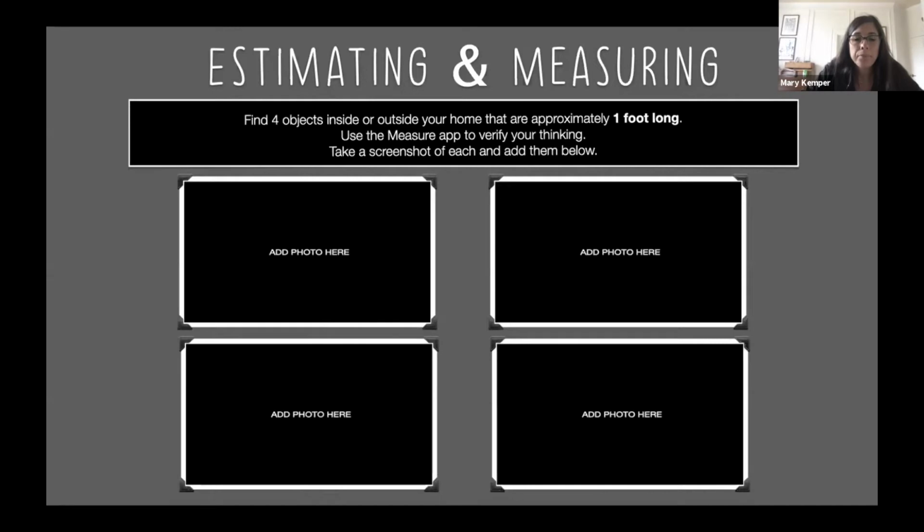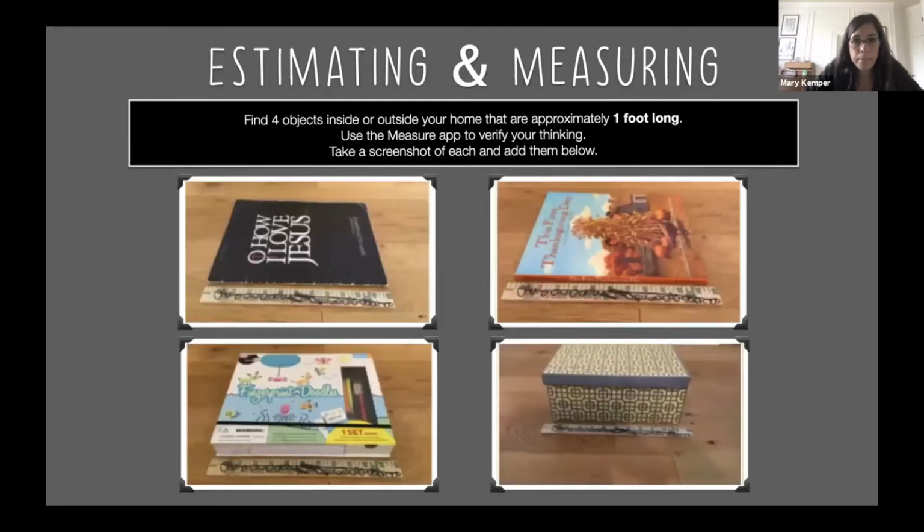And we have iPads for our kiddos 1-to-1, and so they use the Measure app. They don't have to. They could have laid a ruler down and you'll see that. But they needed to find 4 objects that were about 1 foot long, measure it to verify their thinking, and then add an image. So this is an example of that.